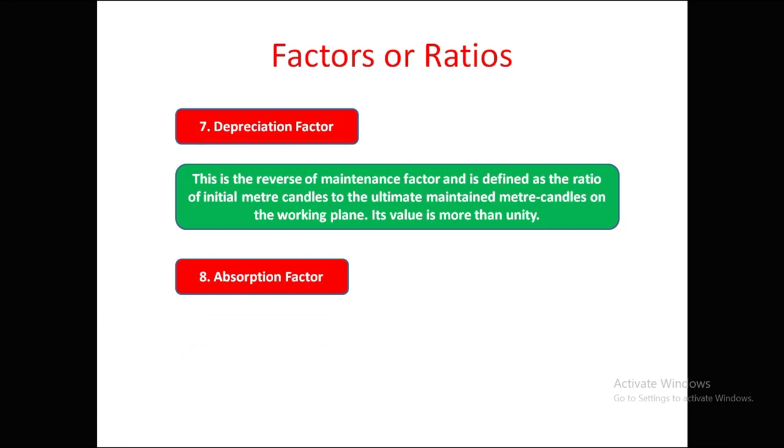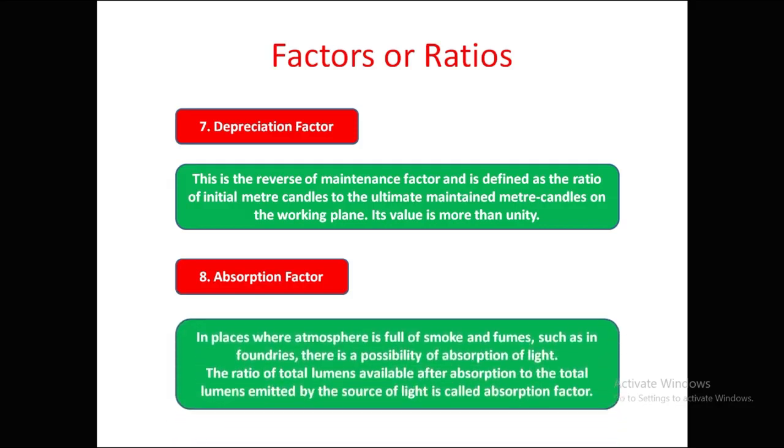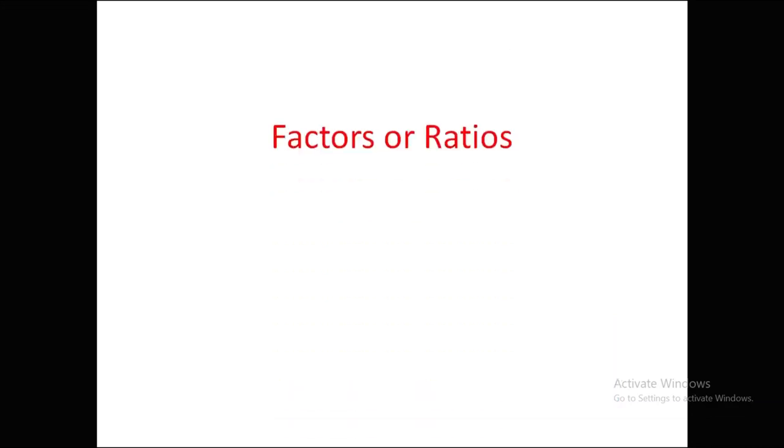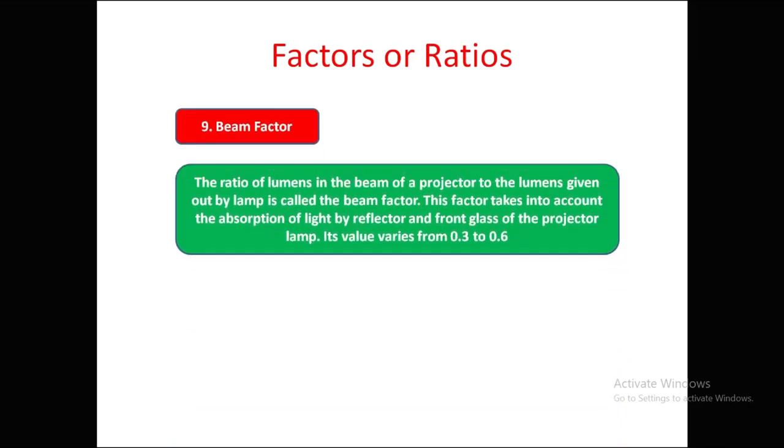Next, absorption factor. So what is meant by absorption factor? In places where the atmosphere is full of smoke and fumes, such as in foundries, there is a possibility of absorption of light. In those places, the light will be absorbed. So the ratio of total lumens available after absorption to the total lumens emitted by the source of light is called absorption factor. The next one is beam factor.